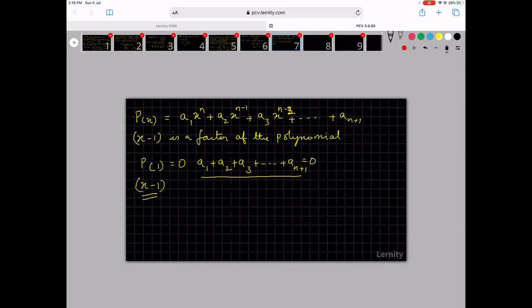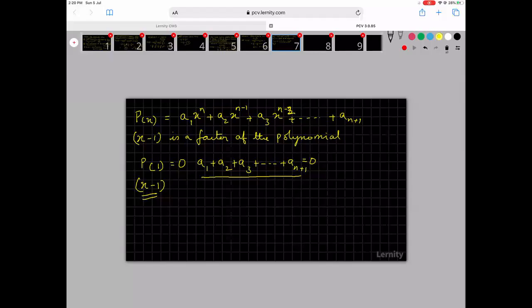Are we able to understand this? Suppose there is a polynomial p of x which is given this way. If x minus 1 is a factor of the given polynomial, then we know p of 1 is equal to 0. So if p of 1 is equal to 0, then a1 plus a2 plus a3 up to a n plus 1 is equal to 0. So how do we know whether a polynomial is divisible by x minus 1 or not? If sum of coefficients is equal to 0, then the polynomial is divisible by x minus 1.